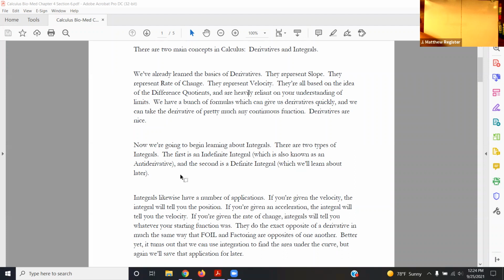And I put in here that it's kind of like the relationship between FOIL and factoring. And so foiling is fairly easy. We can FOIL no problem. First, outer, inner, last. And whenever we're multiplying two binomials, we get a solution. Factoring, though, can be trickier. And if we have four terms, we might not be able to factor it very nicely. It might not factor at all. And that can be tricky. The same goes for derivatives and antiderivatives.